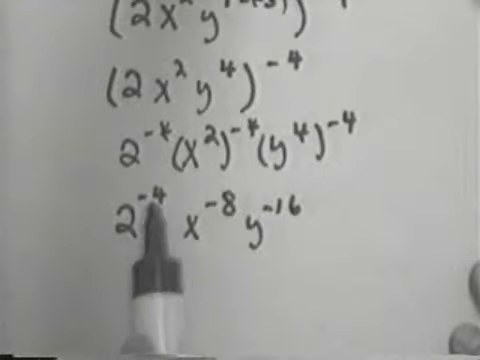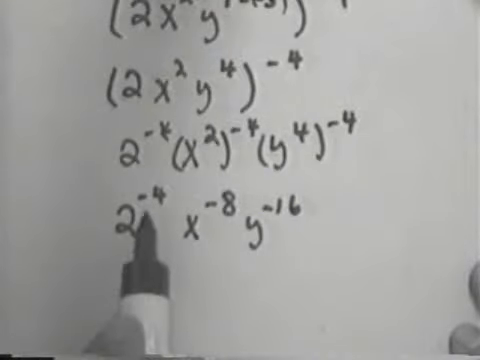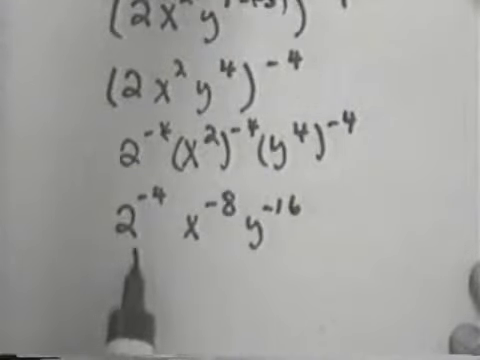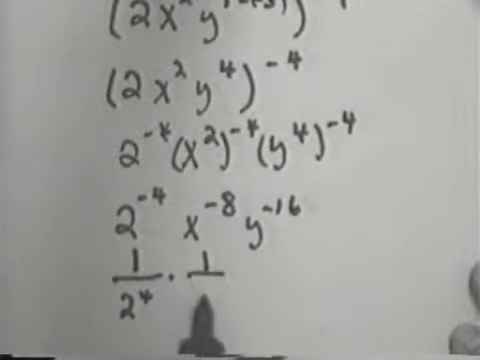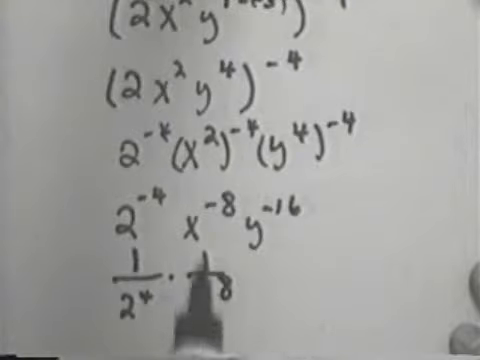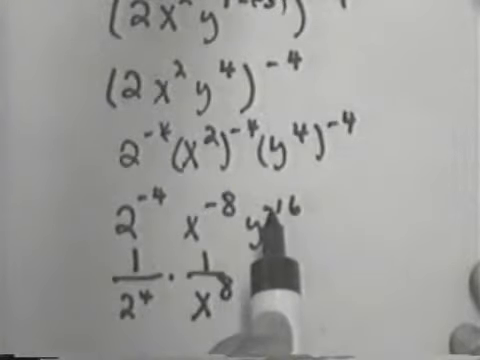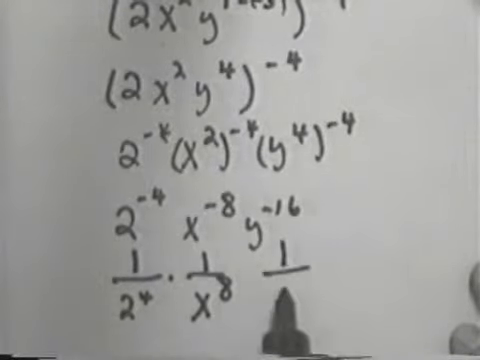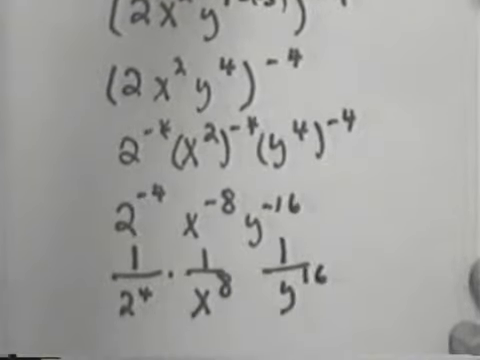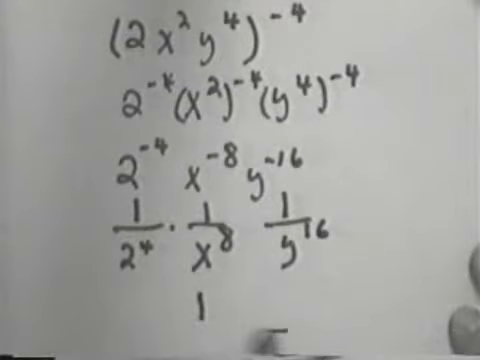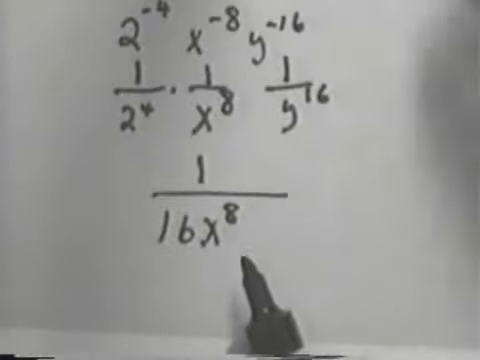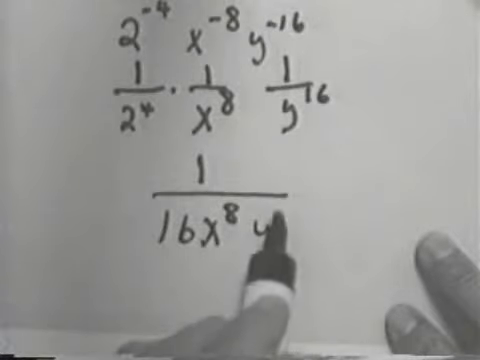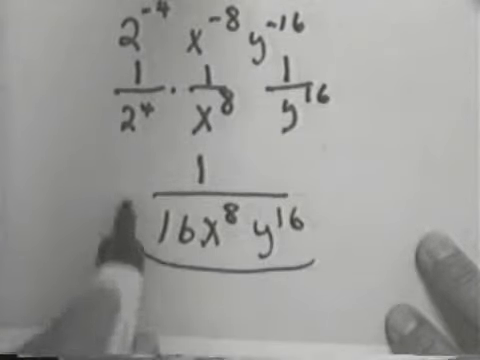But I can put my answer in good form. This negative exponent tells me to take the reciprocal, so it'd be 1 over 2 to the 4th times 1 over x to the 8th, because again, negative exponent. Negative exponent here says it'd be 1 over y to the 16th. So the answer is 1 over 16 x to the 8th y to the 16th.